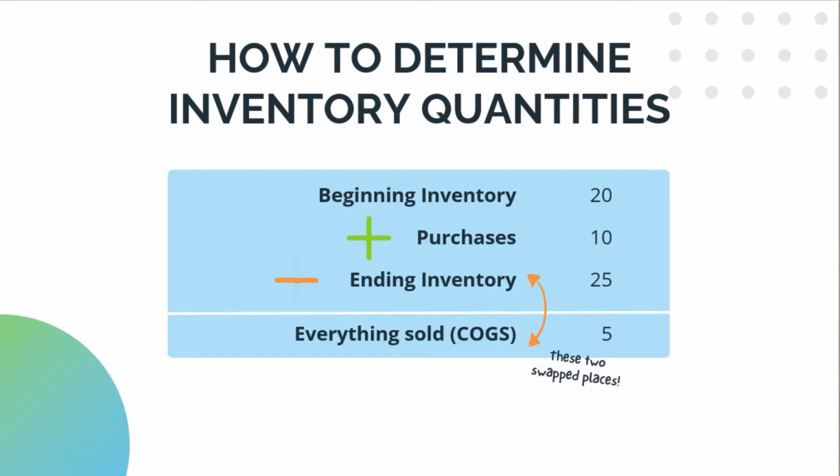So in this case, we started with 20, added 10. We found now that we have 25 left, which means we sold 5 in this time period. So this is a simple way to go about tracking inventory quantity if you don't have a system in place to track it every time a sale happens. Incidentally, if you keep your quantities updated in Shopify, you can pull this information from your Shopify sales report.